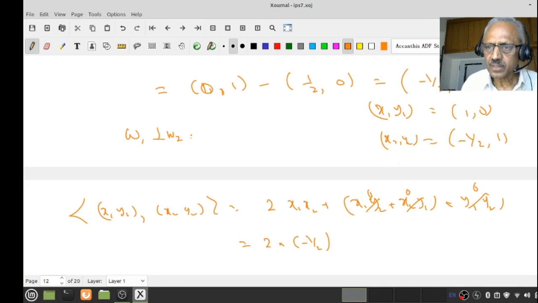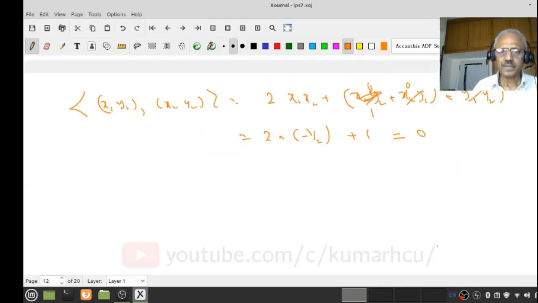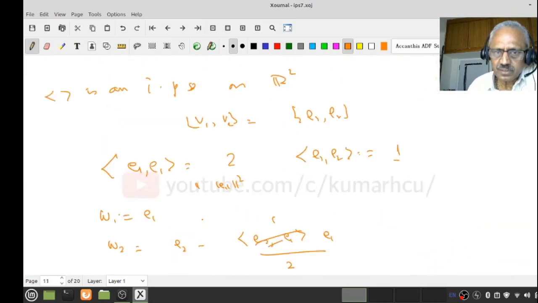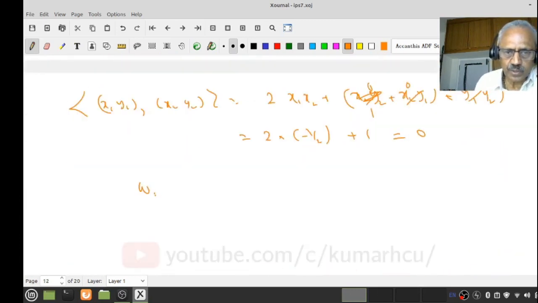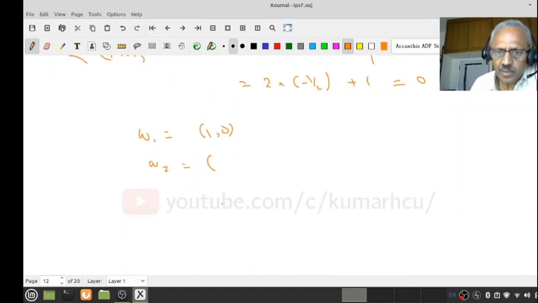Yeah, okay, let us do that. Sorry, I made a mistake here. Do you see that? x1 into y2, x1 is 1, y2 is 1, therefore this is 1, and next is x2 into y1, that is 0, therefore this is plus 1, that is 0. And these are non-zero vectors, right? W1 is 1 comma 0 and W2 is minus half comma 1. We just checked W1 and W2 are orthogonal, therefore W1, W2 is an orthogonal basis.